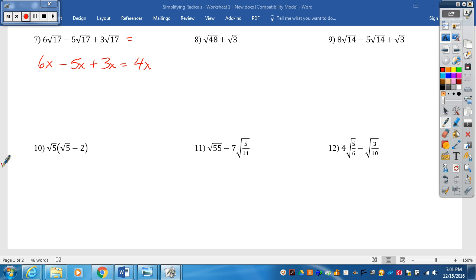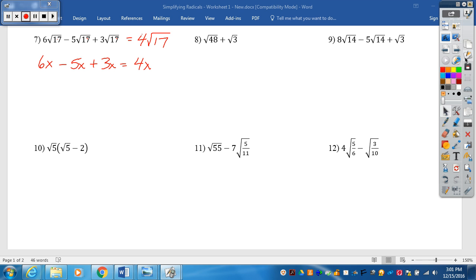So the question then becomes, as I look back at my initial problem, if I have 6 radical 17 minus 5 radical 17 plus 3 radical 17, what would the answer be? Well, treat these all like x's. This is going to be 4 radical 17. Okay? All right? So again, treat the variable or the radicals like x's. All right, now what's the next one we have? Number 11, right? Yeah, okay.